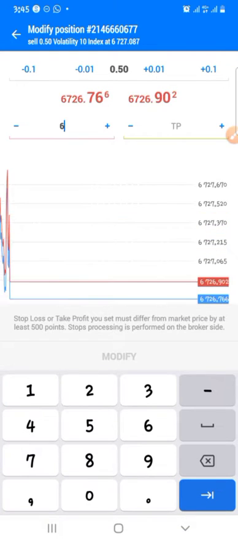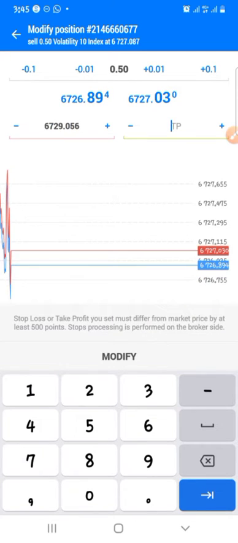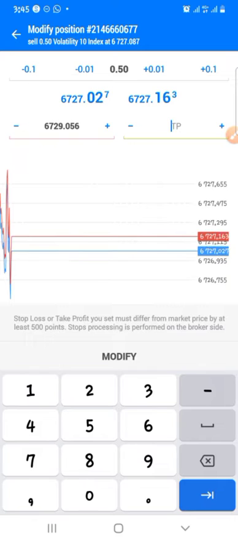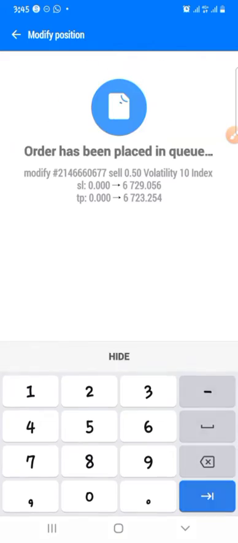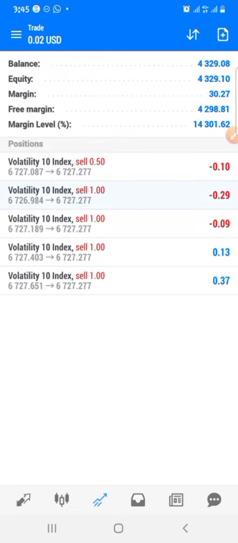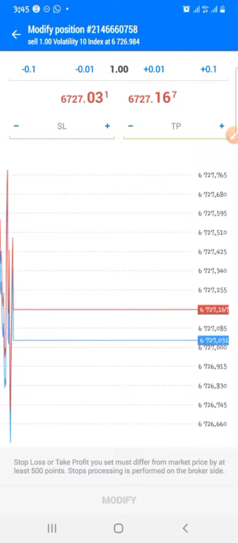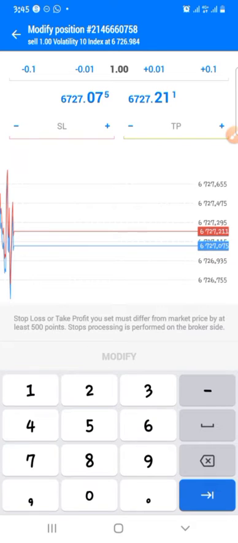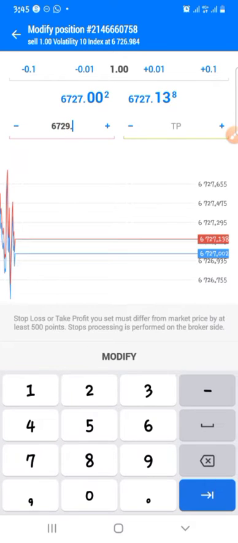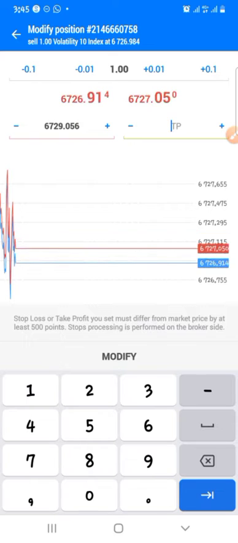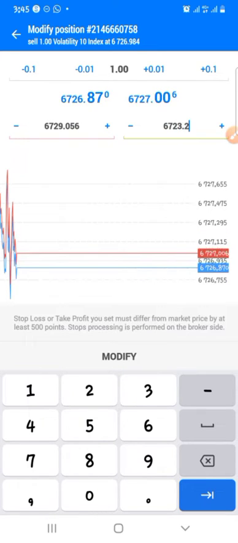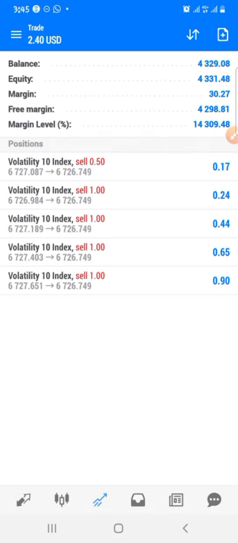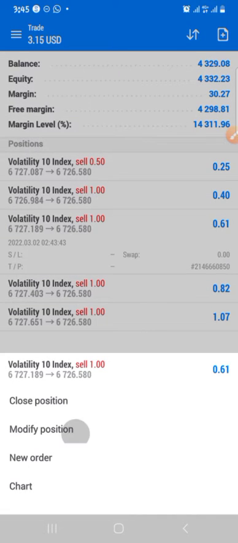So we have our stop loss. The first one is 6729.056, and the first TP, I think, is 6723.254. We modify that, then modify this, and we have 6729.056 and also 6723.254. Modify there. That's good. So right now we have these two.